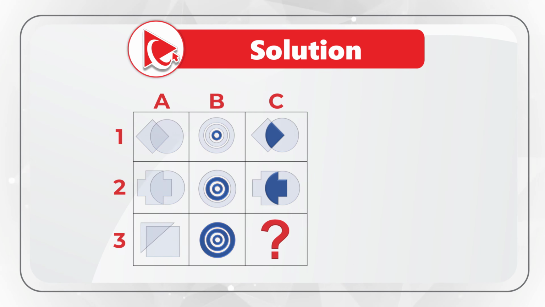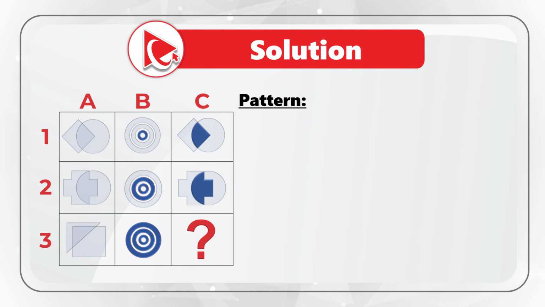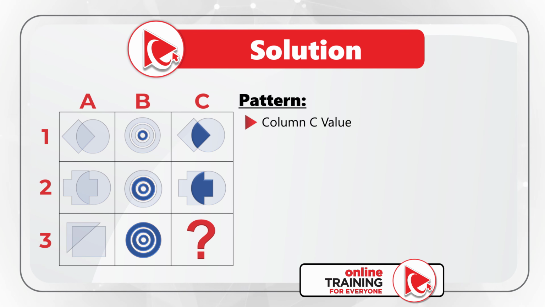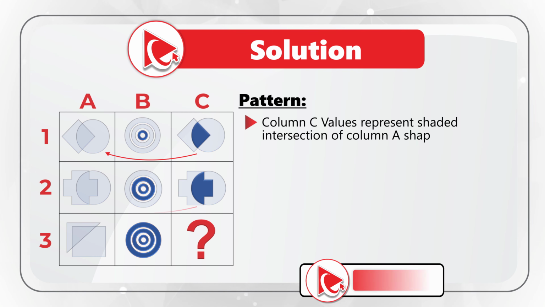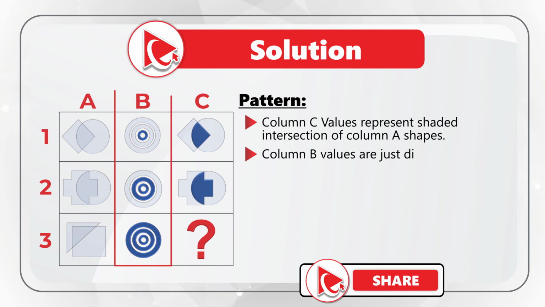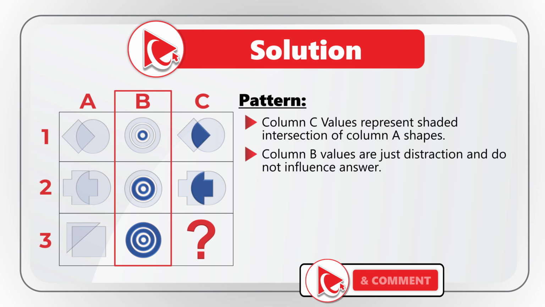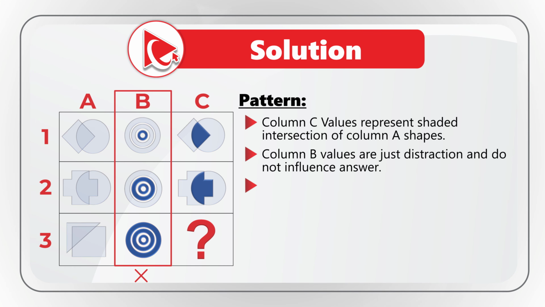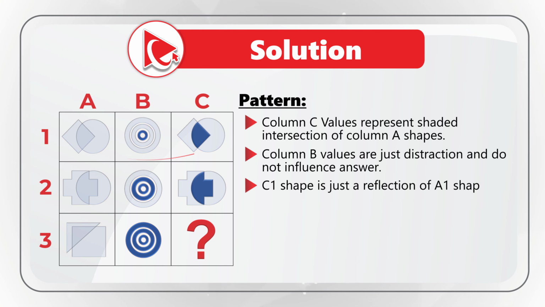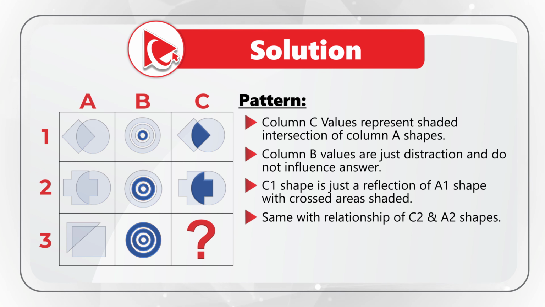And you probably noticed here, but column C values represent shaded intersection of column A shapes. And considering this, column B values are just a distraction and do not influence the answer in any way. For example, the C1 shape is just a reflection of the A1 shape with the crossed shaded areas. Same with the relationship between the C2 and A2 shapes.